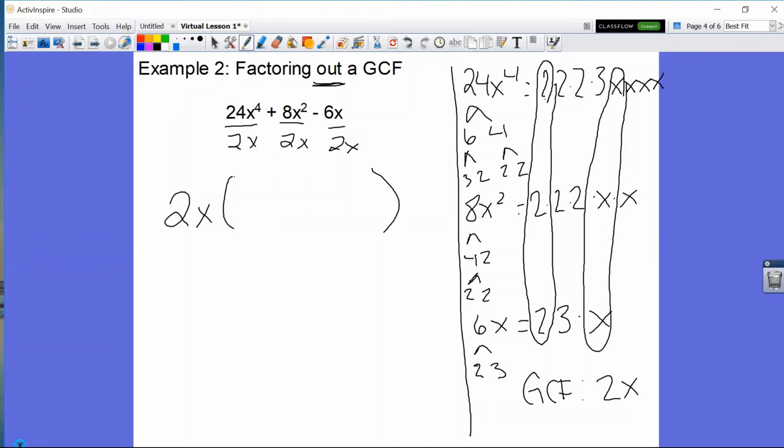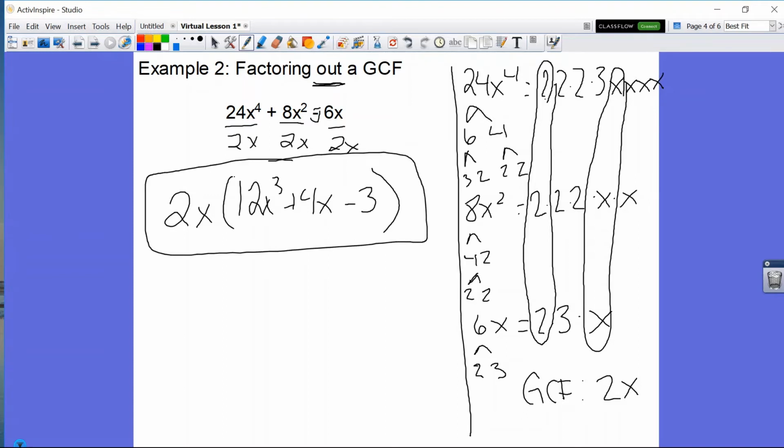So essentially we're rewriting the original problem as a multiplication problem where we multiply our greatest common factor by the result when we divide each term by the greatest common factor. All right, so 24x to the fourth divided by 2x is going to give me 12x to the third. 8x squared divided by 2x is going to give me 4x. And then be careful here, there's a negative sign, so negative 6x divided by 2x gives me negative 3. And this is my final answer.